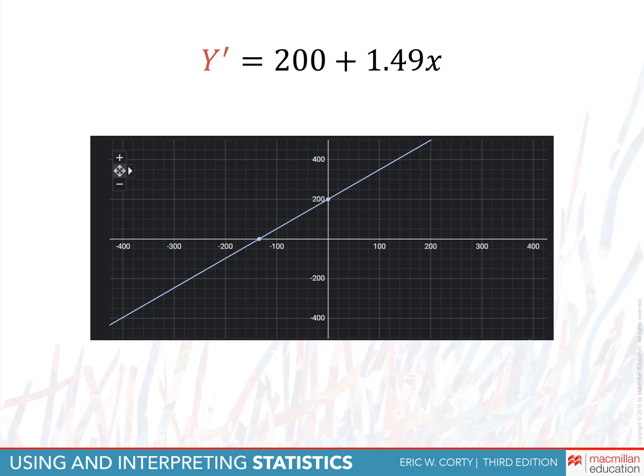All right, here's another example with a different y-intercept. So this time our y-intercept is 200. And again, that tells you where the line is going to go through the y-axis. So this is our y-axis here, and our line goes through the y-axis at 200. This is our regression line, and it goes through right here at 200.